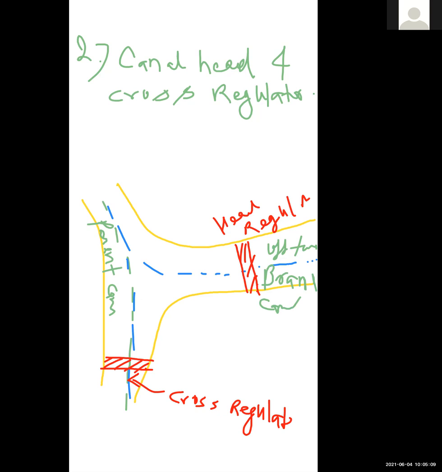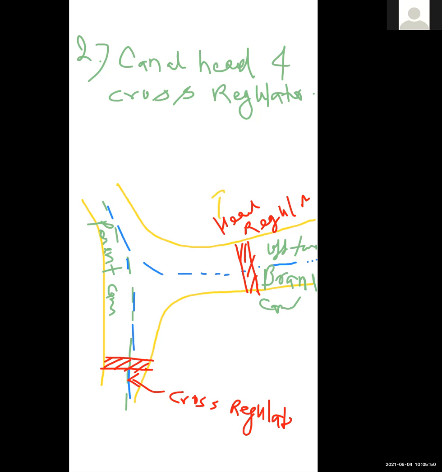So the head regulator is constructed at the off-taking point, the head of the branch canal, and the cross regulator is provided at the parent canal or main canal. So what is the purpose? The head regulator regulates discharge, measures discharge, and also controls the entry of silt. And what is the purpose of the cross regulator? The cross regulator maintains design discharge in the branch canal.